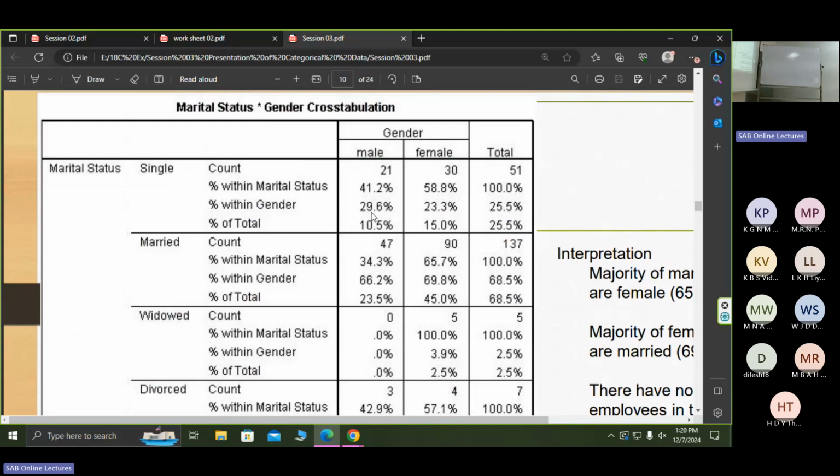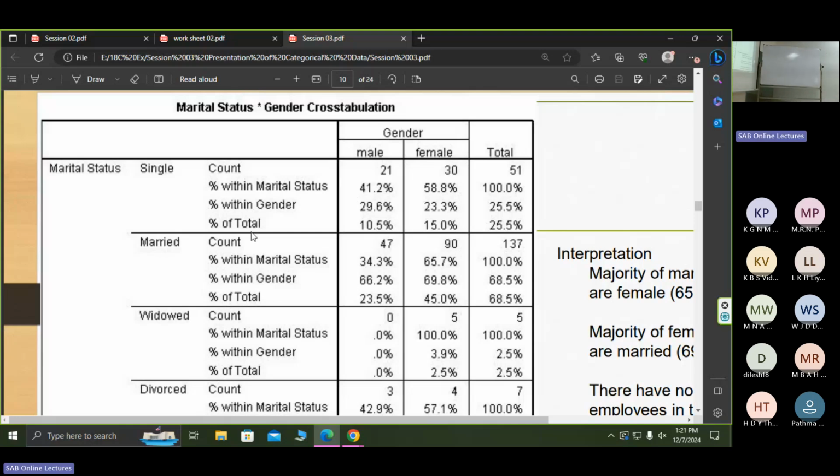Then we say 29.6% of male employees are single. Another way we can say it. Clear? Understood? That is, 29.6% of male employees are single. It means we consider the male employees, then we calculate how many of them are single, not married. Now clear? Then within marital status means we take the single employee category, then find out how many of them are male, how many of them are female. Now clear?